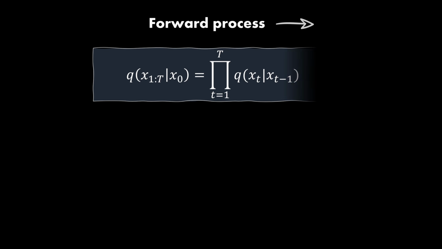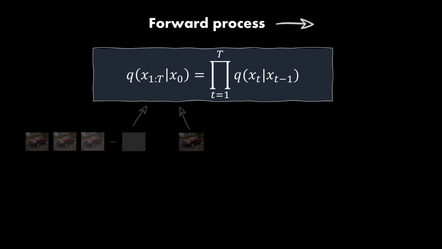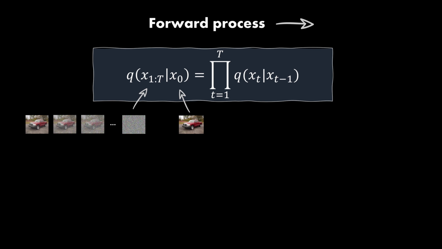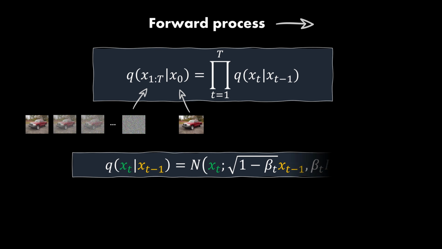This Markov process is usually denoted with Q, and the noise that is added to an image depends only on the previous image. X0 is always the initial input, and all other X's are more and more noisy versions of it. The way noise is sampled is described by this formula. It's a conditional Gaussian distribution with a mean that depends on the previous image and a specific variance.